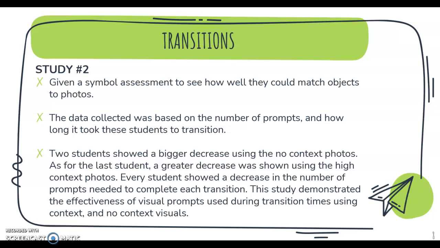In the next couple of phases, the students were shown certain photographs before being prompted. In comparison to the baseline phase, every student showed a decrease in the amount of time taken for each transition. 2 students showed a bigger decrease using the no context photos, and as for the last student, a greater decrease was shown using the high context photos. Every student showed a decrease in the number of prompts needed to complete each transition. So this study demonstrated the effectiveness of visual prompts used during transition times using context and no context visuals.